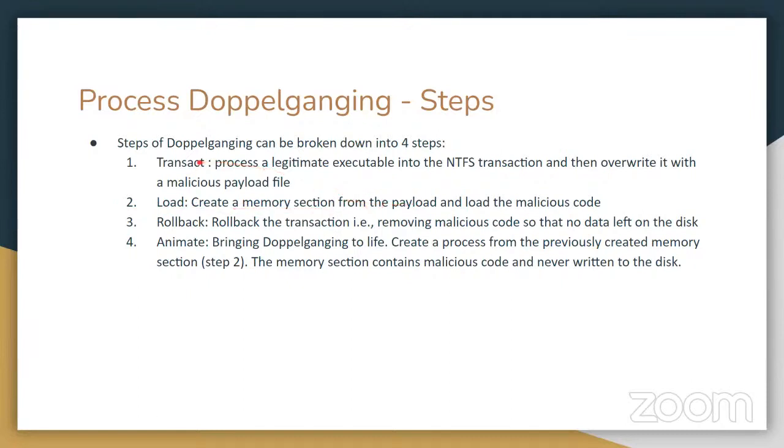As I mentioned before, if we commit the transaction, the operation will be successful. So in this case, if we commit the transaction, our payload will get written into the disk, which we do not want to happen. So in the third step, we will just roll back the transaction, which will completely remove the malicious code from the Ntfs system, and there will be nothing left on the disk. And after that, the last part is to animate the process.